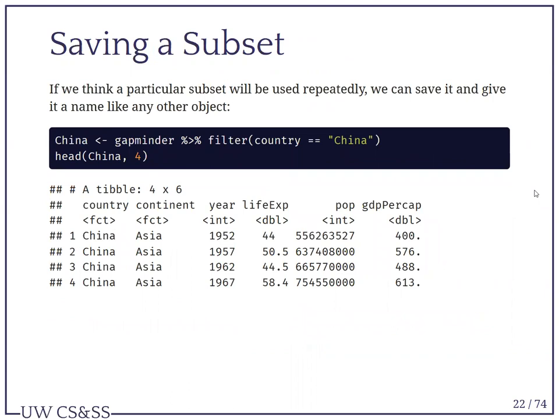Okay. Let's talk about saving a subset of our data. If we think a particular subset will be used repeatedly, we can save it and give it a name like any other object. So we could assign to the China object the Gapminder data, and then filter the countries equal to China. If we look at just the first four rows of that, we'll see that the only country in here is China, and it's its own object, but it is still this whole data frame with all the other columns and things.